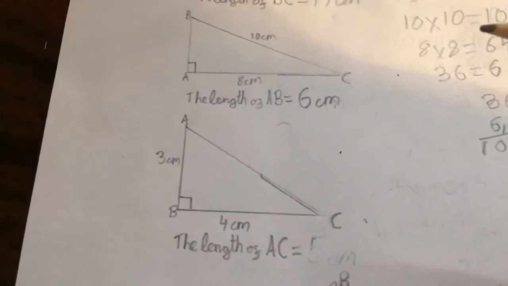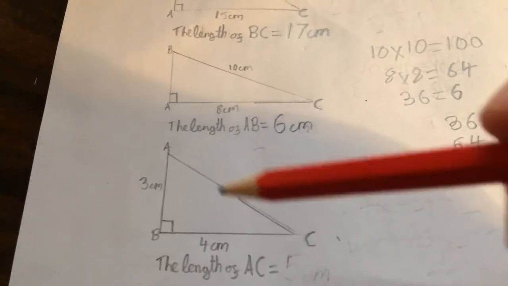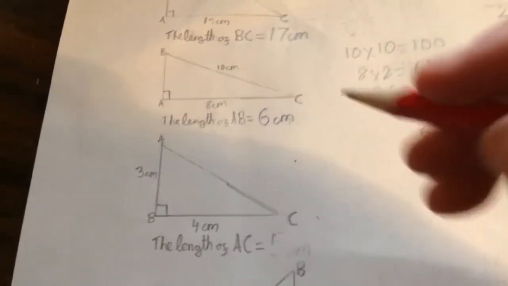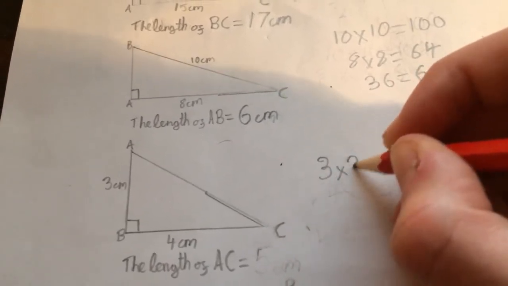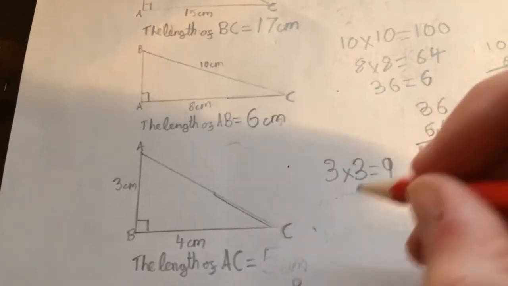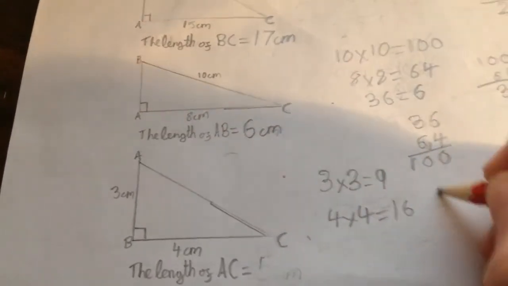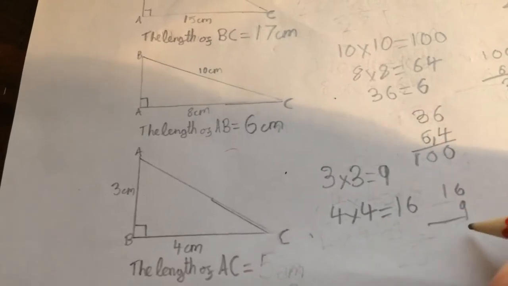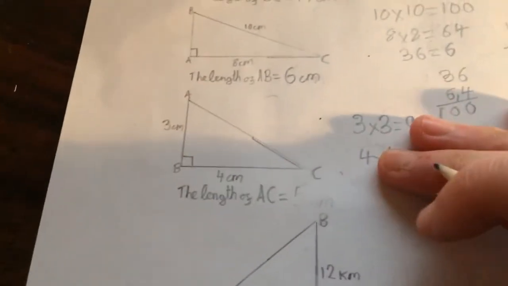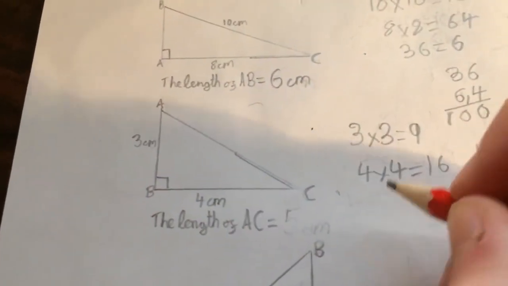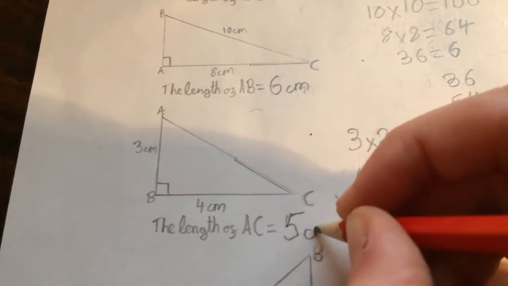For the third question, we have to find the length of AC. This is the hypotenuse, so we need to find what 3 times 3 is, which is 9, 4 times 4, which is 16, add these two numbers together, which is 25, and then find the square root of 25, which is, of course, 5. So our answer is 5 centimetres.